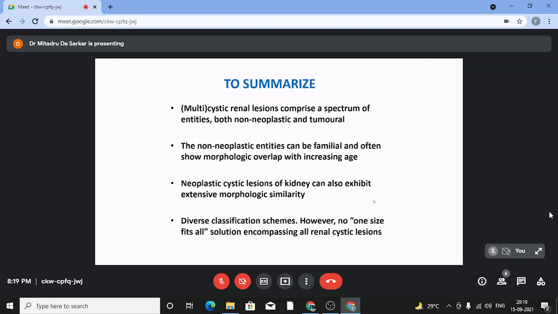You have diverse classification schemes. However, there is no single one-size-fits-all solution. So for every case, you will have to have a fresh approach. I would suggest to the PGs that you pay diligent attention to grossing.